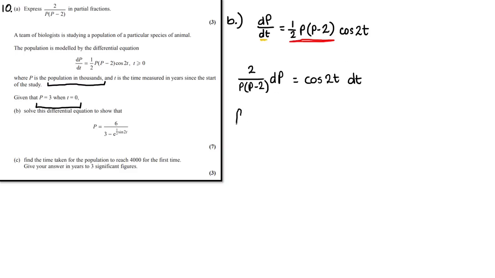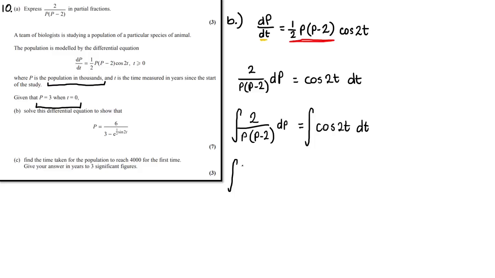We're going to integrate the left hand side here, 2 over p times p minus 2 with respect to p. That should be a capital P, but just go with it, and then integrate the right hand side as well. So this is cos 2t with respect to t. Okay, and notice now how part A and part B links together. So if you wanted to integrate this here, we'd need to use the partial fractions to integrate it. Okay, and that's exactly why we did part A. So what I can do now is set up this left hand side here, this integral, using the partial fractions we found in part A.